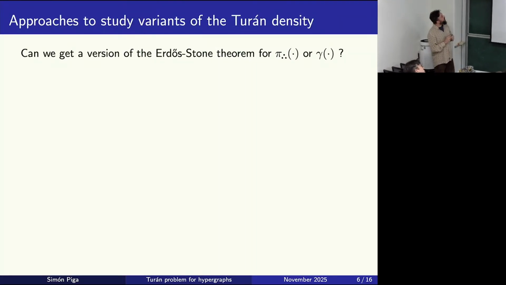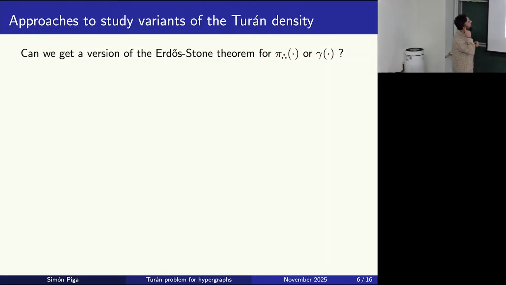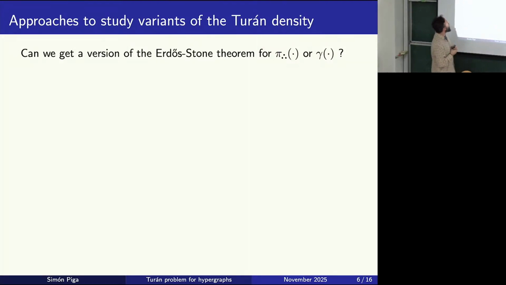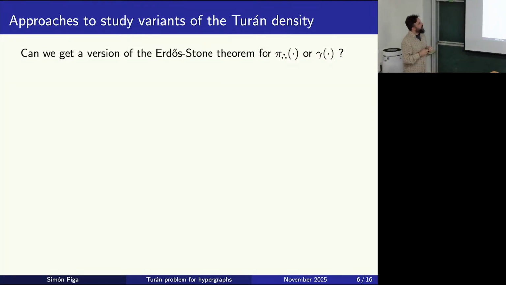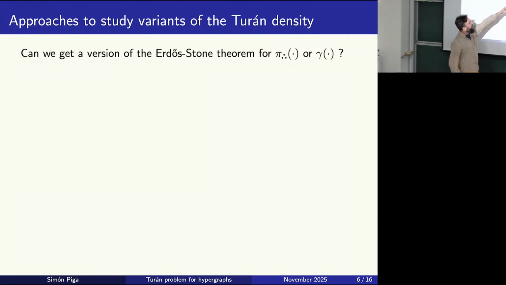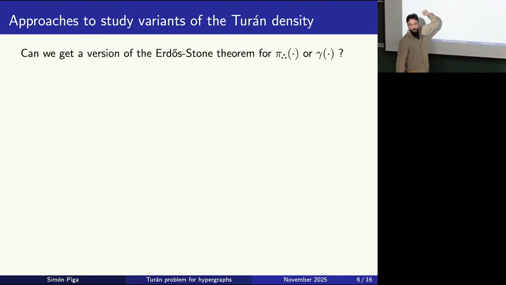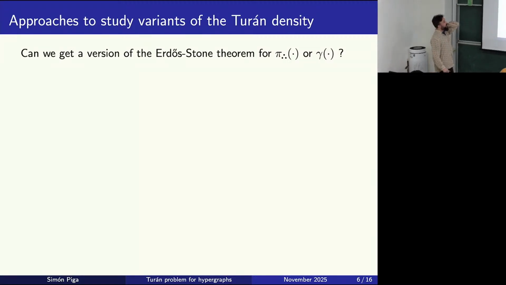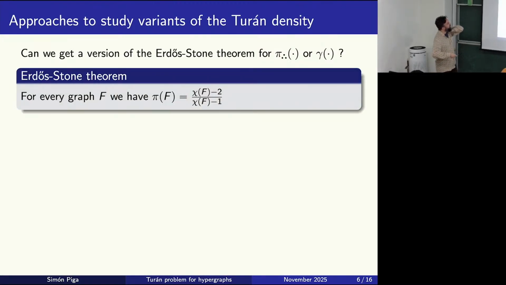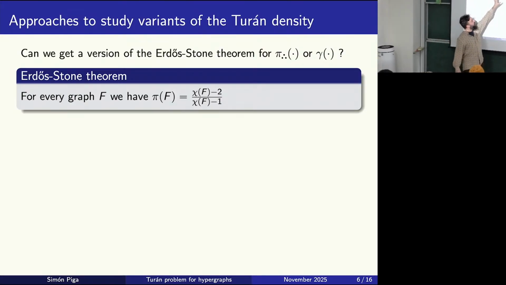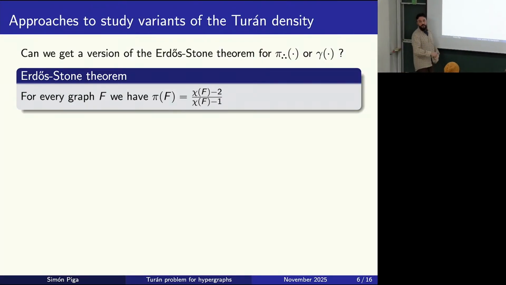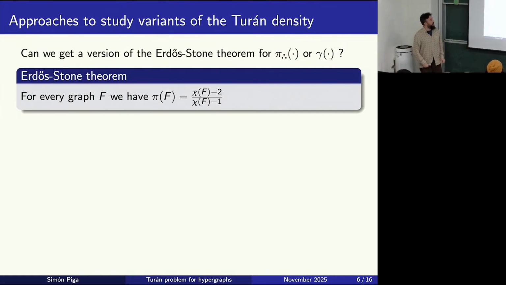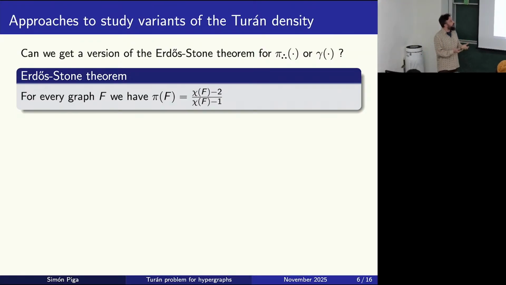Great. So this is kind of the big philosophical question here. So now we have a bit simplified versions of the original Turán problem. And the question is whether we can have a version of the Erdős-Stone theorem, which was the original theorem that we have. So for every graph, we have a formula for calculating the Turán density. Maybe now in this simplified universe, we have some kind of formula for this codegree or the 3-dot variant.